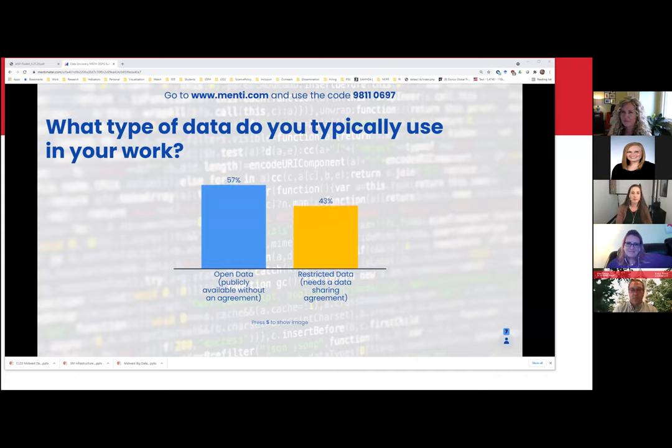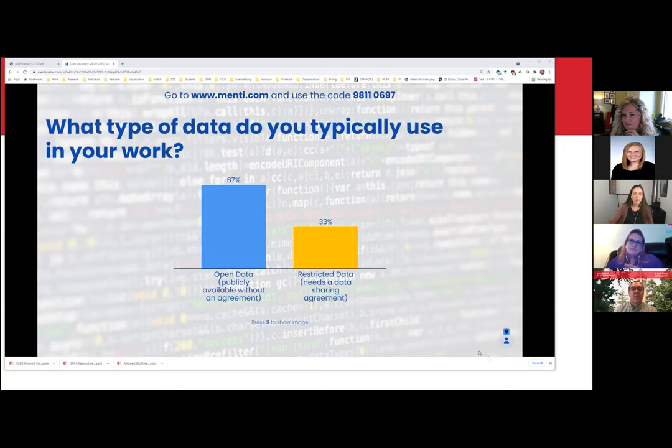There are a lot of names for different legal agreements. Okay, it's a good mix. Great. And it's probably a combination too. In my former role, we did a lot of combination. We would use restricted data to answer certain questions, and then we would contextualize that with open data. So it can often be a combination depending on what questions you're talking about.